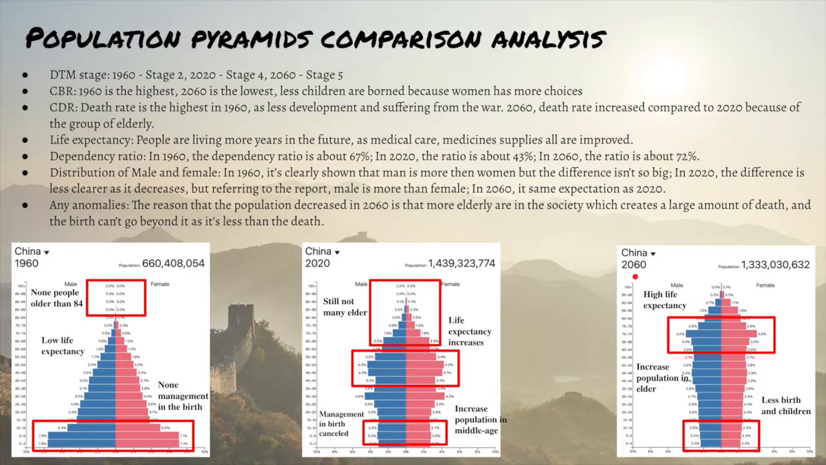Distribution of male and female. In 1960, it clearly showed that men outnumbered women, but the difference isn't so big. In 2020, the difference is less clear as it decreases, but referring to the report, males are still more than females. In 2060, it's the same expectation as 2020. The reason that the population decreases in 2060 is that there are many elderly in society, which creates a large number of deaths, and the birth count is less than the deaths.